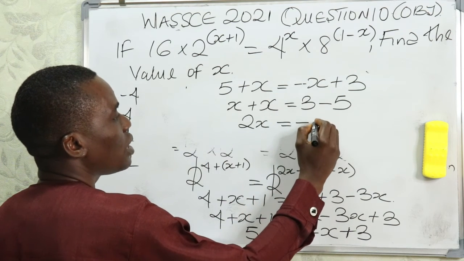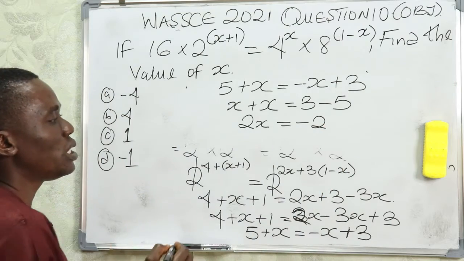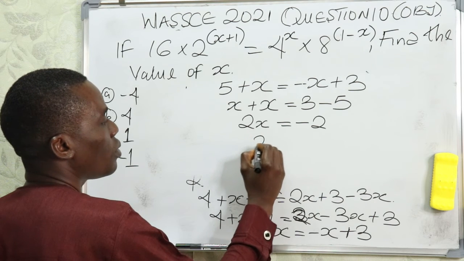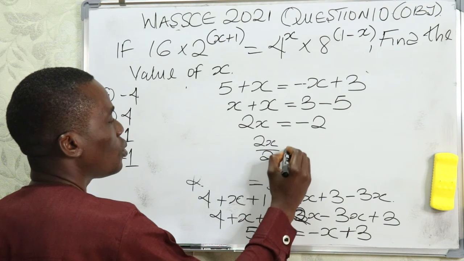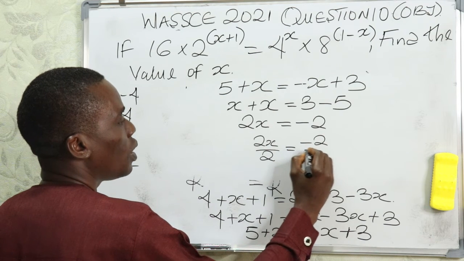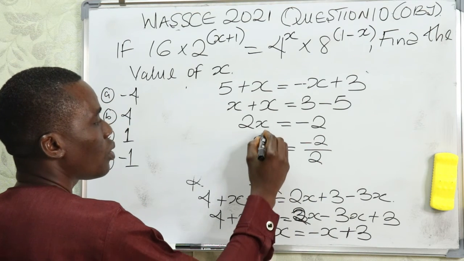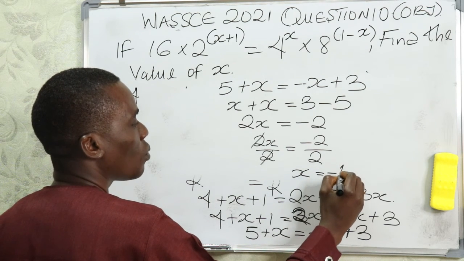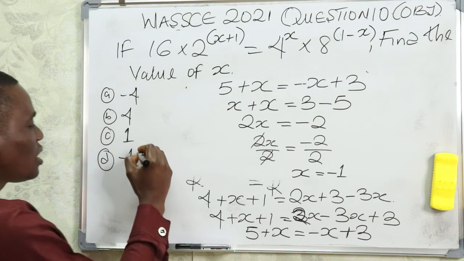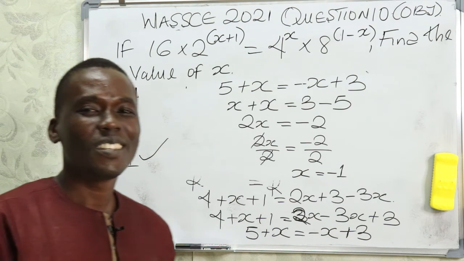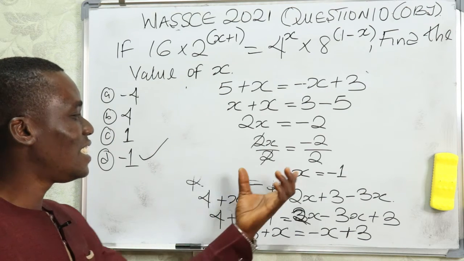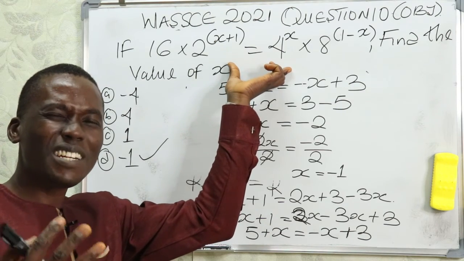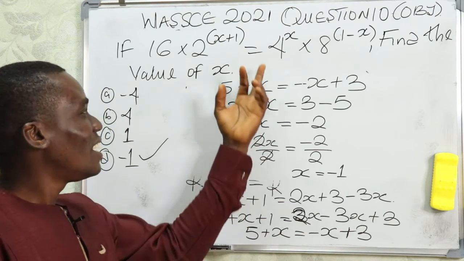equal to, this minus this will give us a negative of 2. So we divide both sides by 2 in order to find the value of x. That will give us 2x divided by 2 equal to minus 2 divided by 2. 2 we cut 2. x will now be equal to minus 1, which is the D, the correct option.